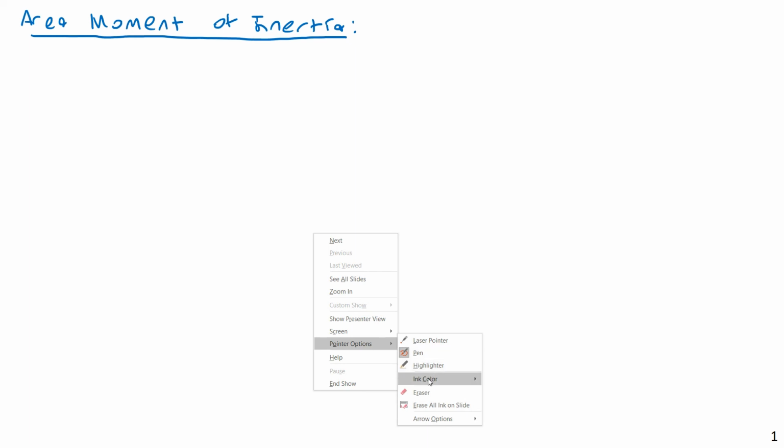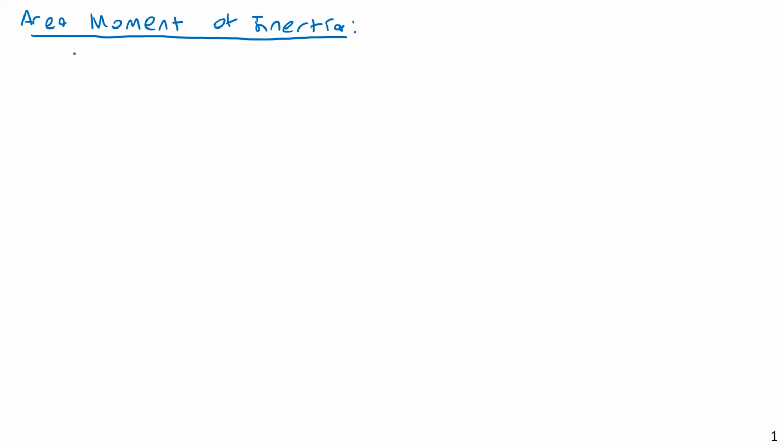Area moment of inertia. So previously we have looked at centroids, and in turn the quantity, the first moment of area, came about. And this was our Qx and Qy.